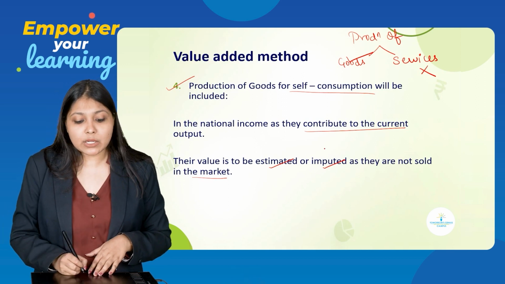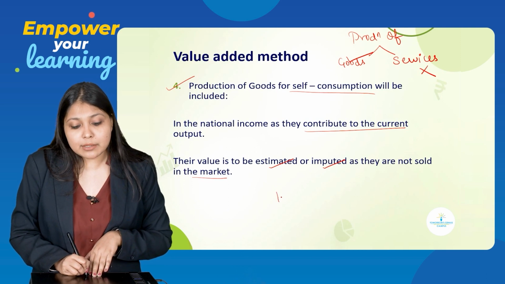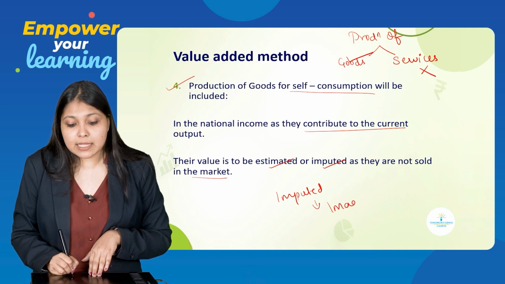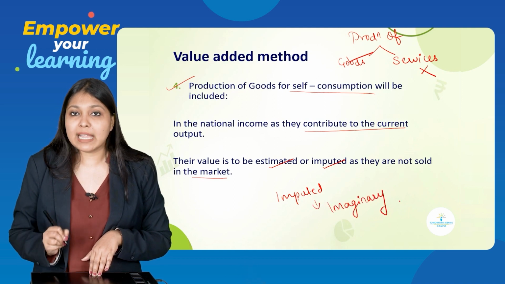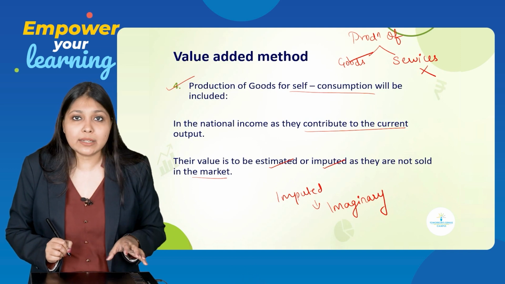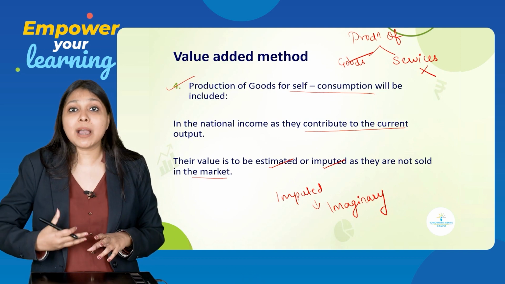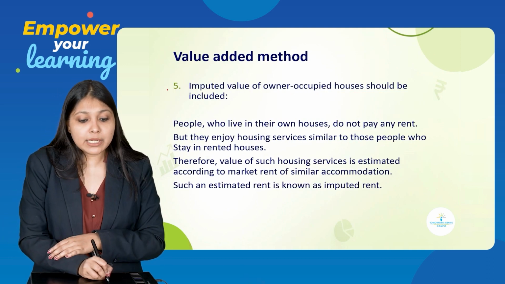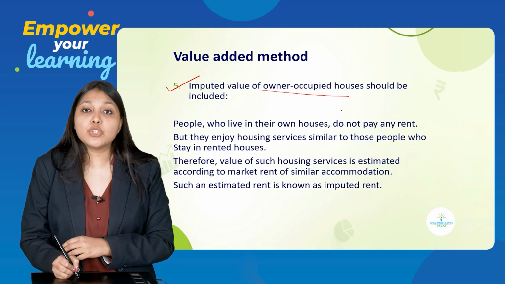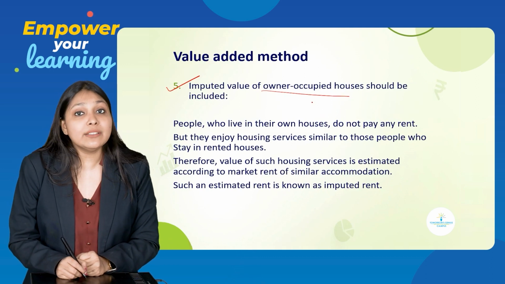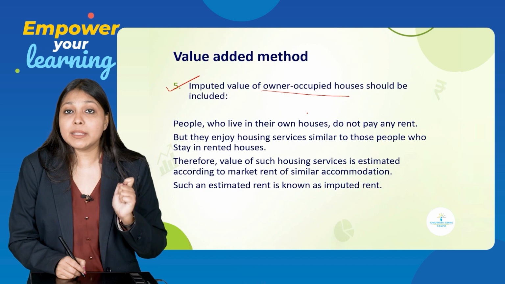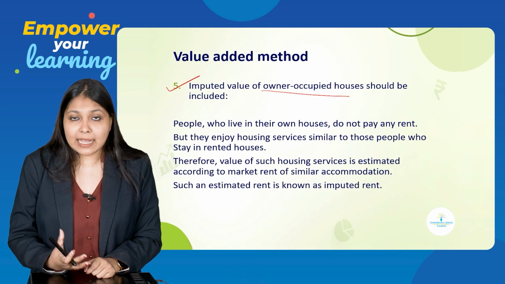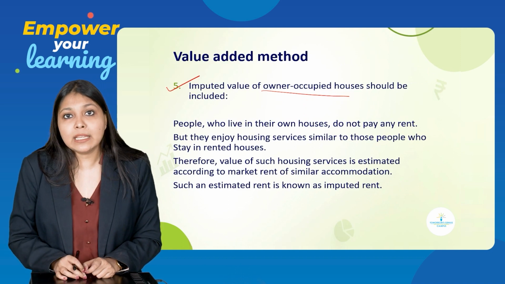So, this will be included on an estimated basis, which is also called imputed. Imputed is nothing but the imaginary value. It is not the actual market value. It is the imaginary market value for that commodity. So, imputed value of an owner-occupied house should be included. Imputed value, as I already said, is nothing but an imaginary value. That is not an actual value which has actually happened. It is just an imaginary value.